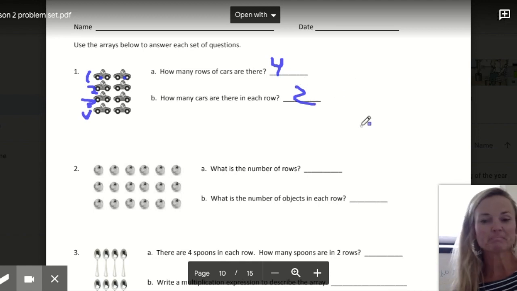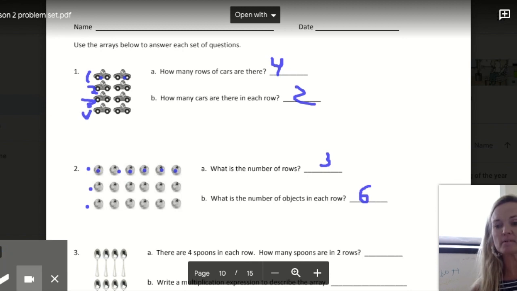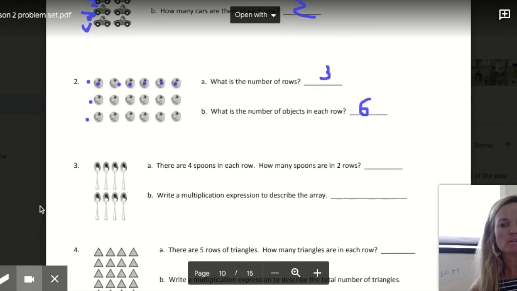Okay, excuse my writing. All right, let's look at number 2. What are the number of rows? Well, we have 1, 2, 3. We have 3 rows. And how many objects are in each row? 1, 2, 3, 4, 5, 6. So there are 6 in each row. All right, so that is your answer for number 2. Hopefully you're doing real well with this. Let me switch over to my mouse and scroll on down.